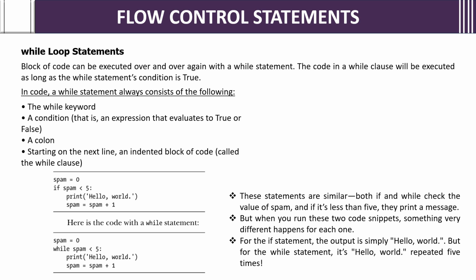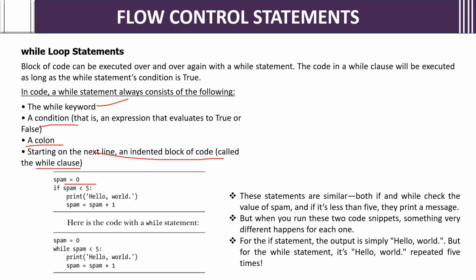Understanding? We will see with an example what it consists of. It consists of the while keyword, a condition that should be given, then a colon. The condition is an expression that evaluates to true or false. A colon, and an indentation is compulsory. An indented block of code, that is nothing but the while clause.